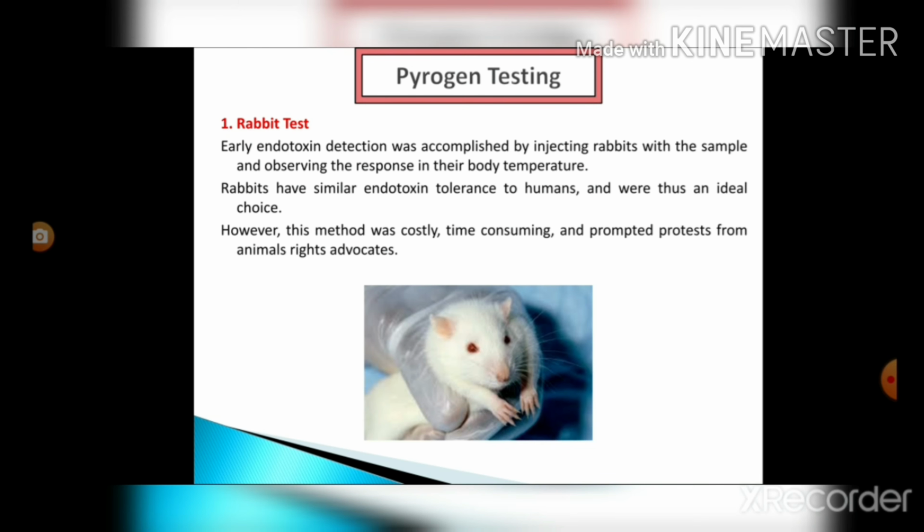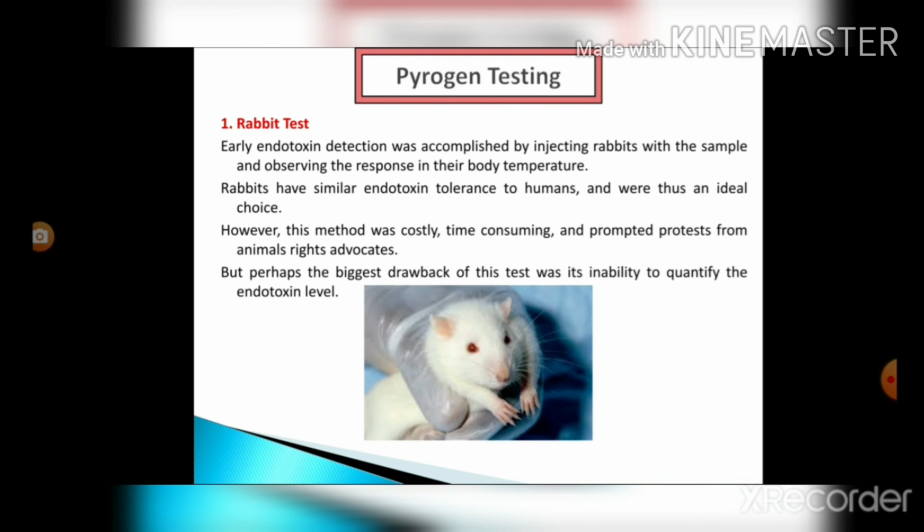The rabbit test is mainly accomplished for the detection of pyrogens from pharmaceutical products, and in this method we mainly have to determine the body temperature of rabbits. Why are rabbits used? Because rabbits and humans have the same physiology, that's why rabbits are used. But this method is costly and time consuming and prompted protest from animal rights.